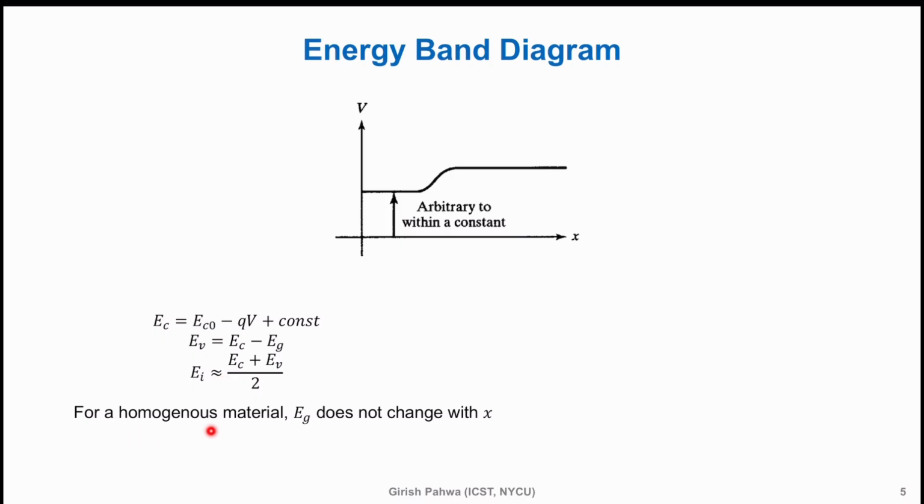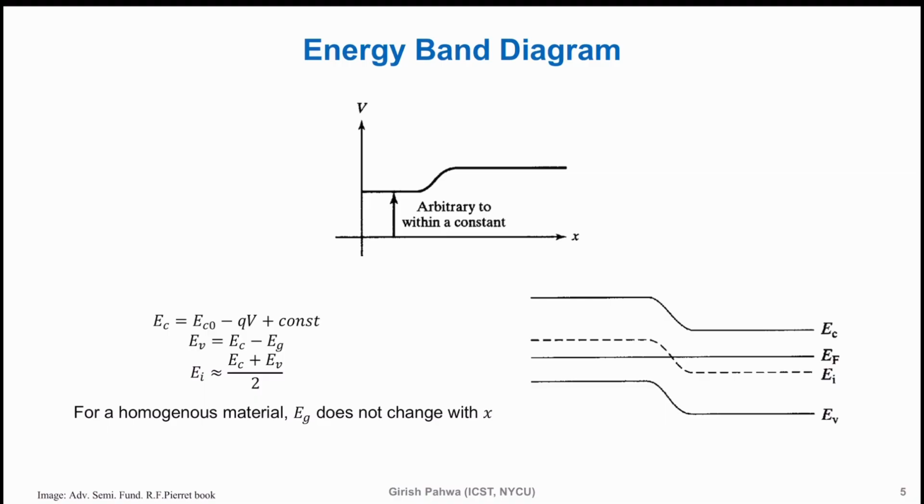Say I have a homogeneous material in which my EG is constant, it does not change with x. Sometimes the band gap can also change with x. It can happen, but not for a homogeneous material. If you have a heterogeneous material, say 2-3 materials stacked together, then every material will have its own band gap, and EG will become a function of x. I'm talking about, say, a simple silicon bar, a homogeneous material. EG does not change with x.